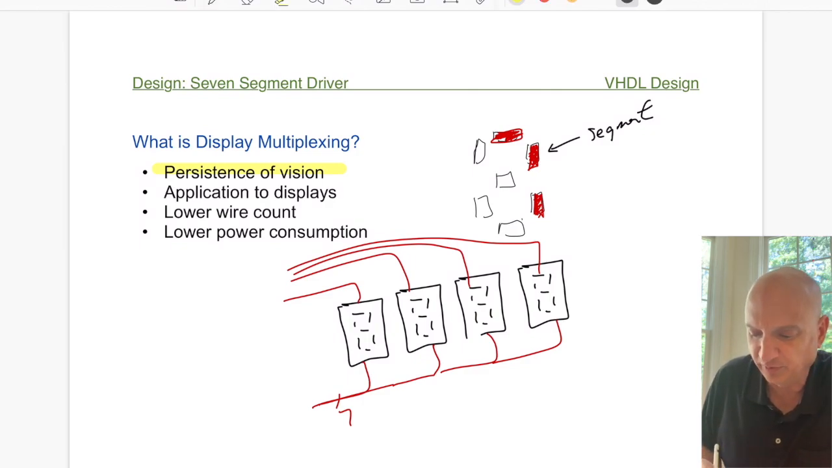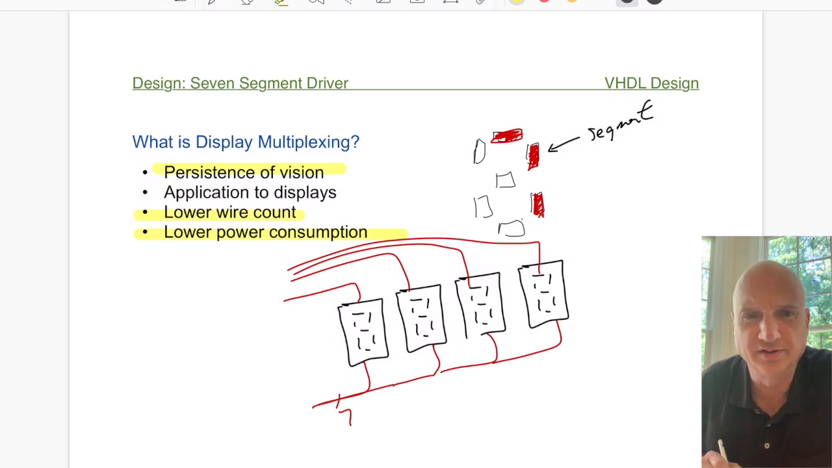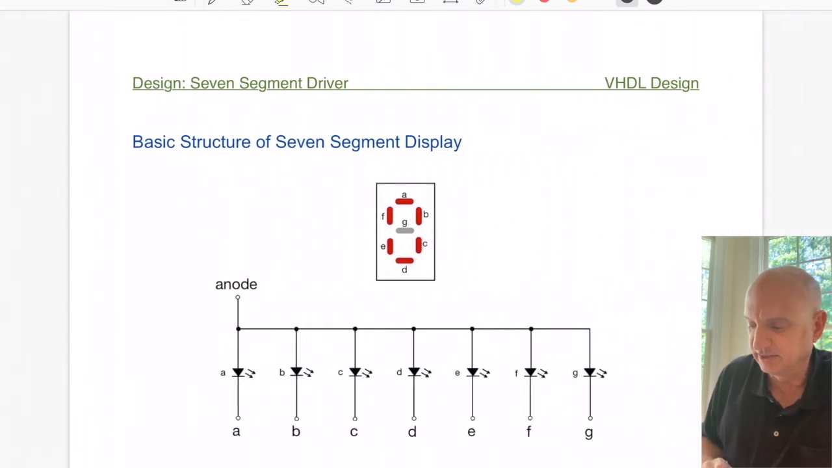So like I said before, this gives us a lower wire count. And by the way, a lower power consumption, because we're not driving them all simultaneously. We're only driving one at a time. So that's kind of a nice advantage there as well. All right, well, let's see how this thing looks.